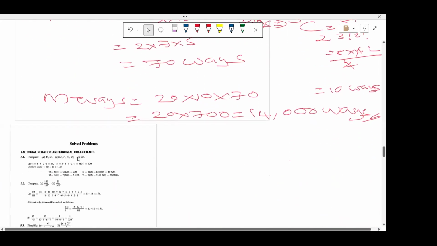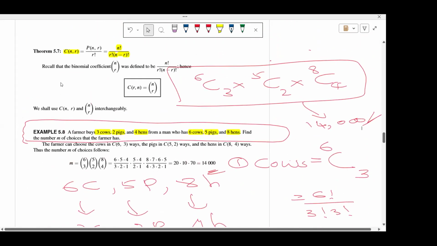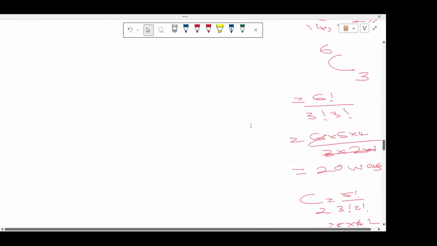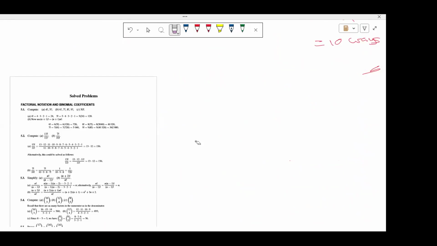Okay, now we will move on to some exercise questions, right? Now I have covered most of the theory part. Right now we will move on to the applications or practical questions, right?